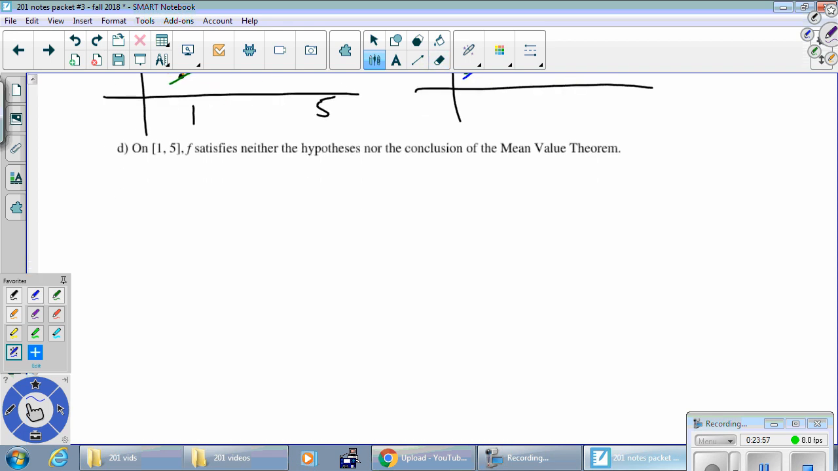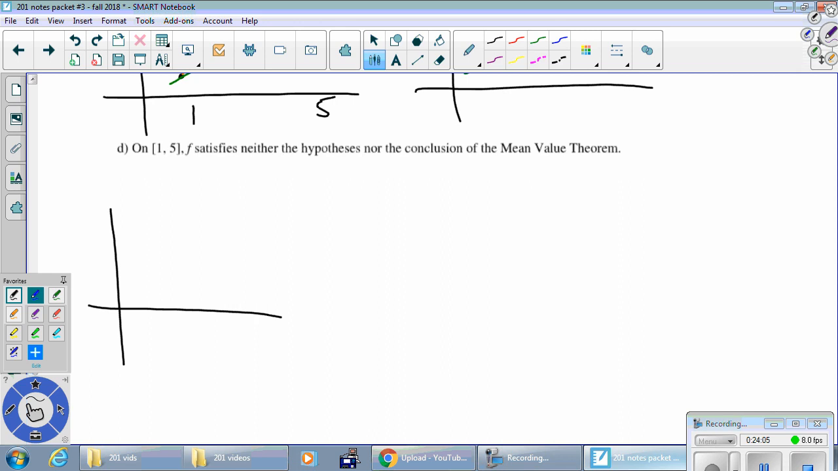Okay, and then finally D, I want something satisfying neither the hypotheses nor the conclusion of the mean value theorem. All right, so I've seen students come up with lots of different options here. One of my favorite, I think, is the cheesiest one. I'm going to show you that one first. So here's my secant line. There's my tangent line, blue dot right here at the winning point.